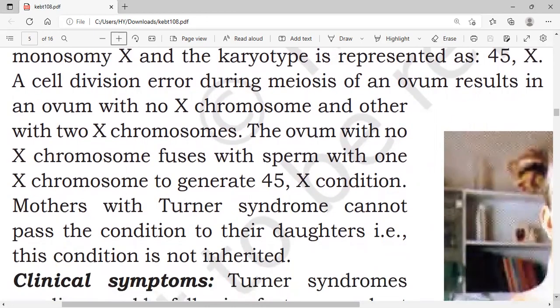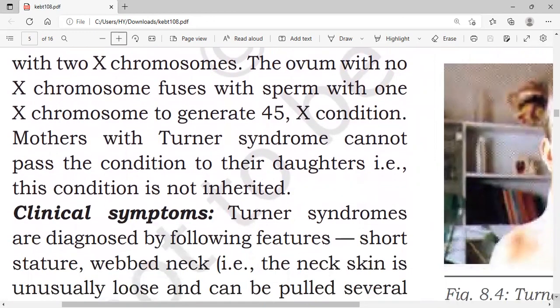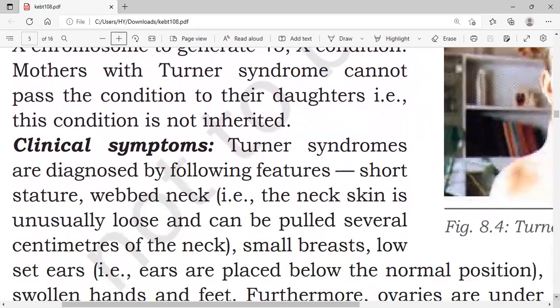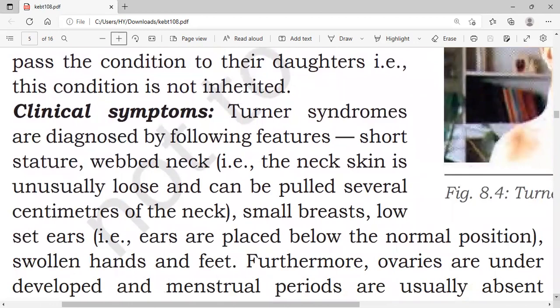with two X chromosomes. The ovum with no X chromosome fuses with a sperm with one X chromosome to generate the 45,X condition. A mother with Turner syndrome cannot pass the condition to her daughter. That is, this condition is not inherited.